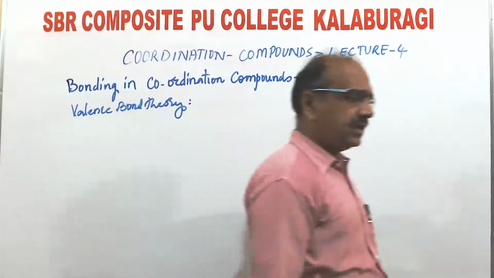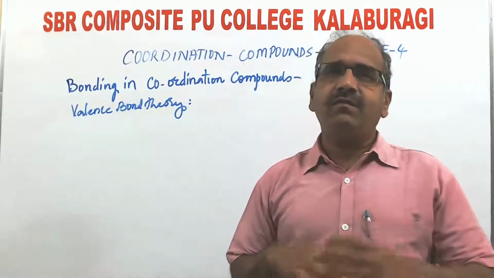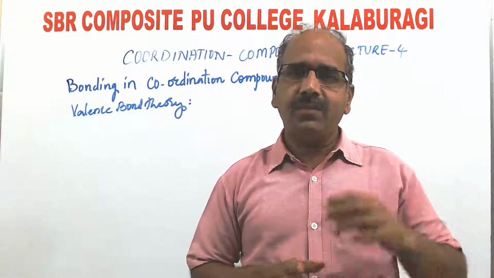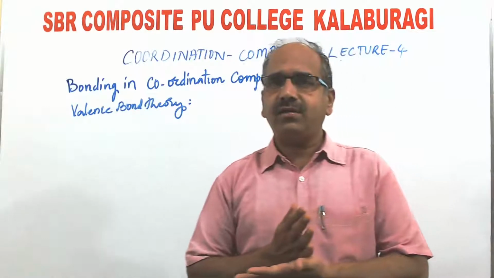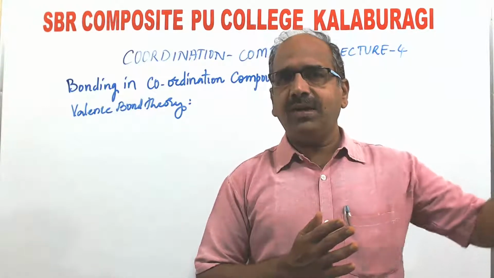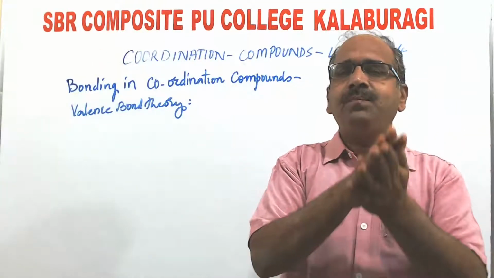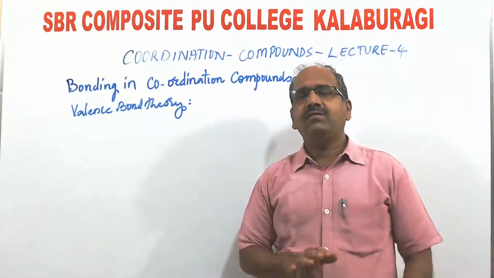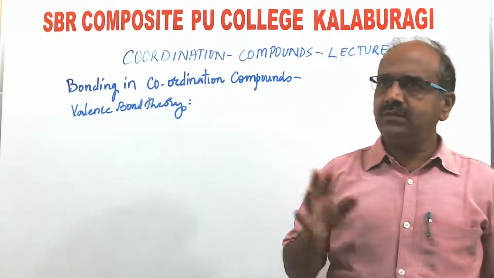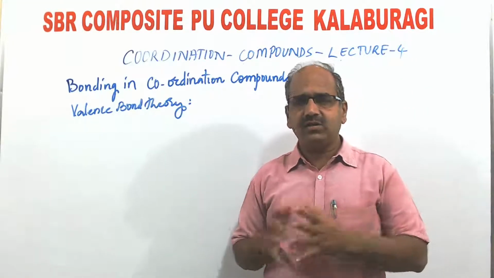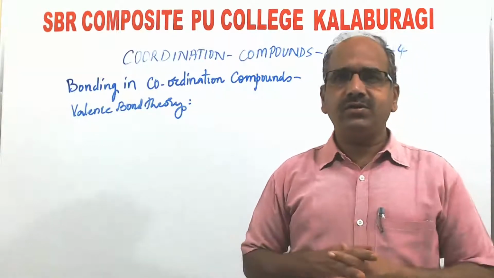Valence bond theory, I have learned in the first year also. So what is valence bond theory? Valence electrons and their orbitals take part in the bonding. If there is one unpaired electron in one atom and another unpaired electron in another atom, these orbitals will overlap and that will give rise to a bonding, and that will be a stronger bond. Basically, if the available orbitals are not there, then hybridization occurs.